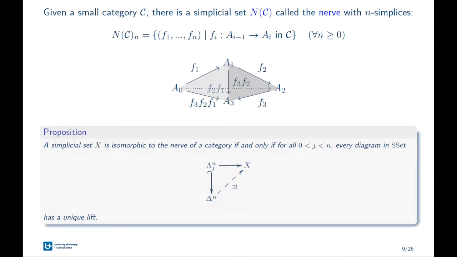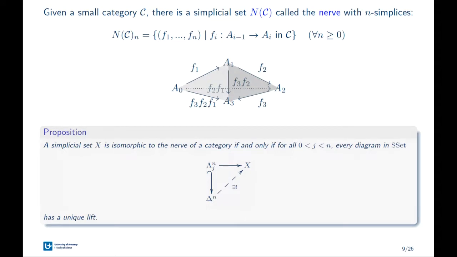But there are two crucial differences. For one, the j is only required to be strictly in between 0 and n. I only require these lifts to exist when j is strictly in between 0 and n. And on the other hand, I am requiring this lift to be unique. So I'm not just requiring it to exist, but I'm also requiring it to be unique. So this condition is both stronger and weaker in some sense than the condition that we just saw.